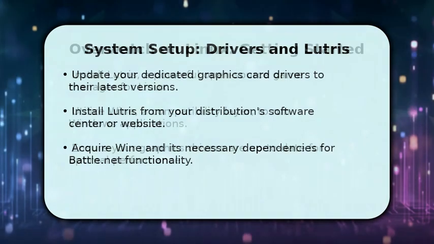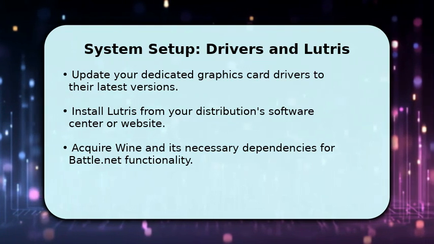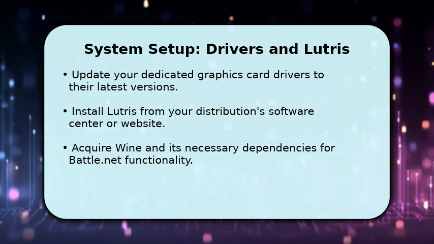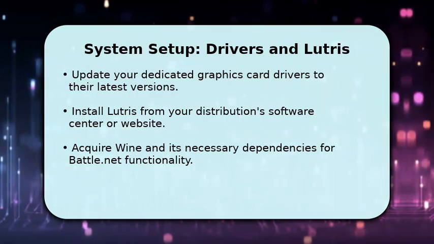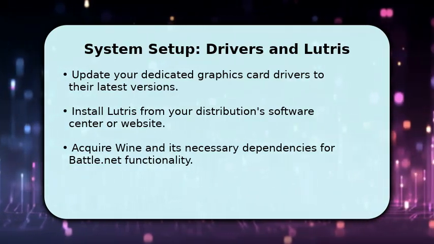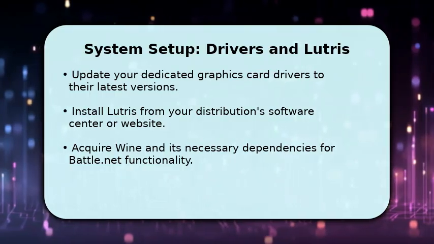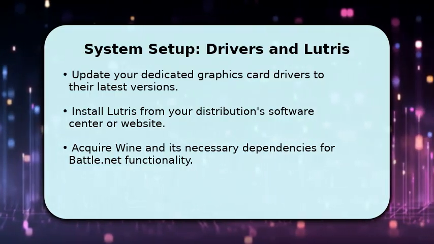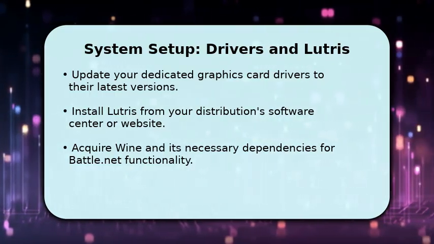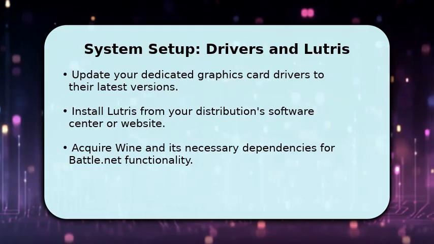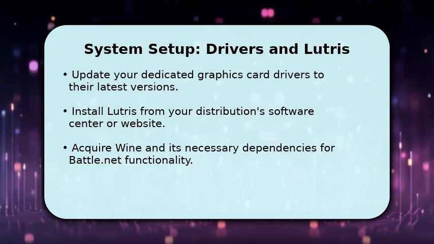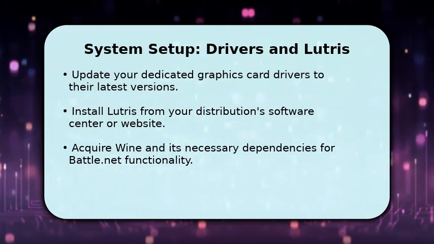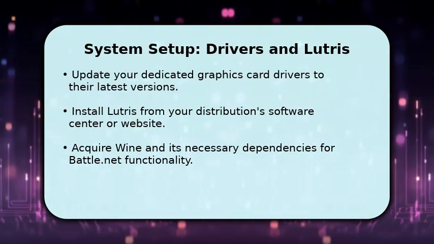experience. First, ensure your graphics drivers are fully updated. This is vital for gaming performance. Next, install Lutris, which acts as your central hub for Windows games. You can usually find it in your system's software store. Then, install Wine and its required dependencies, as these are essential for Battle.net to run correctly. Remember, always install Overwatch on an ext4 partition, not NTFS, to avoid potential issues.